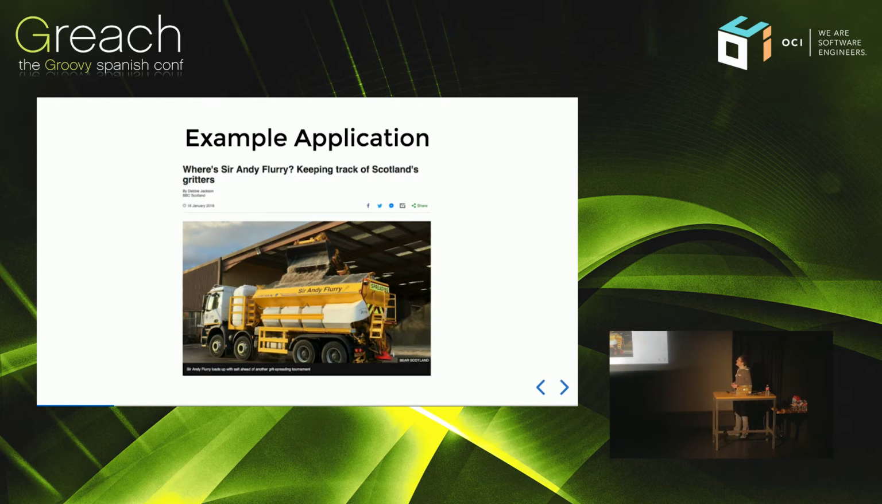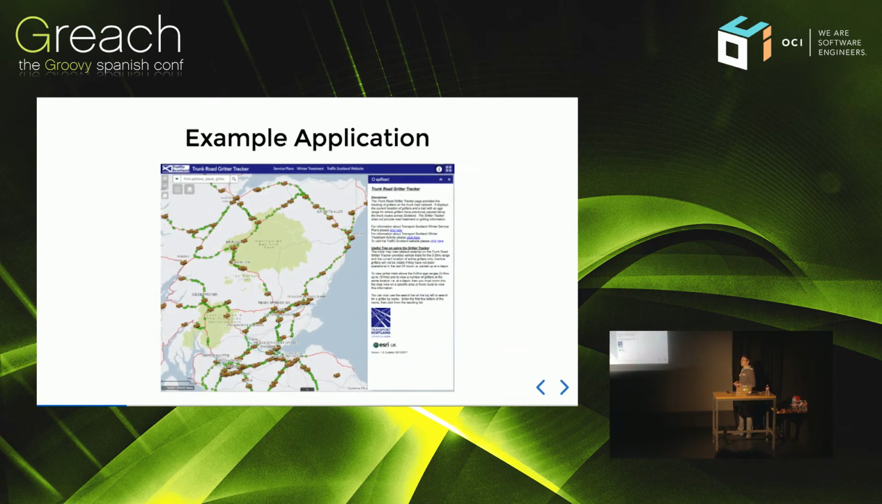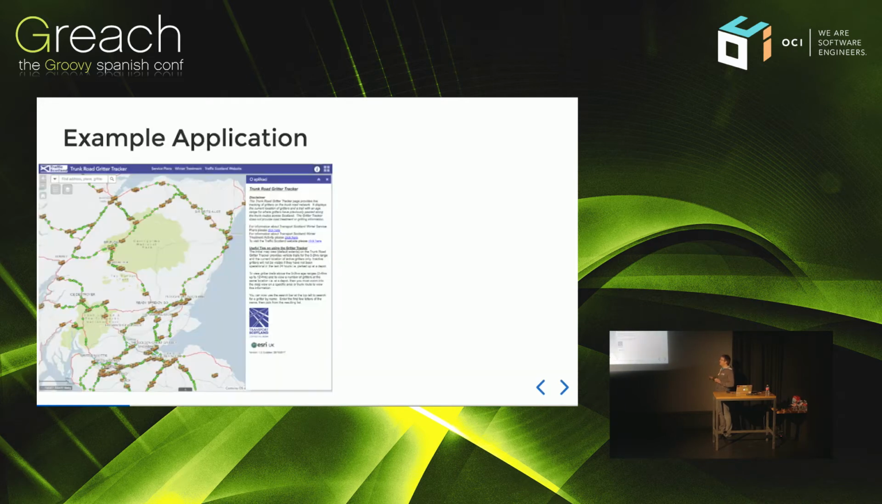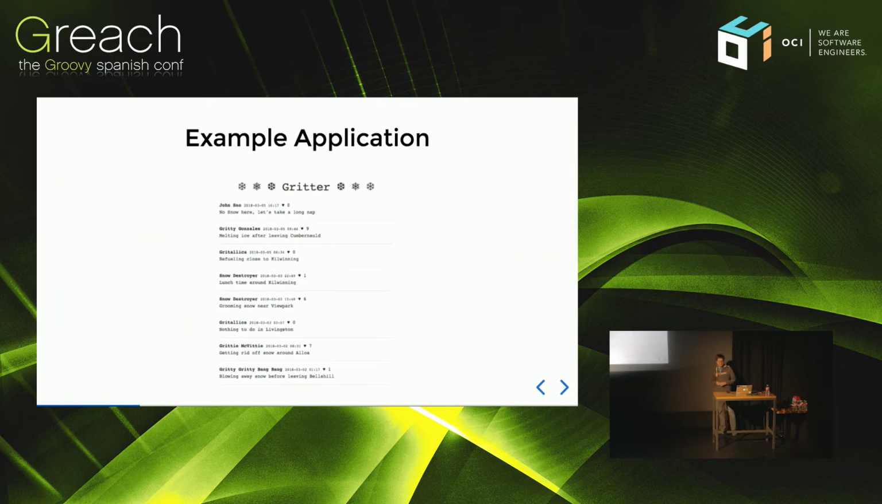So Gritter is this yellow or orange car just throwing grit on the streets when there is snow. And actually, in Scotland, they already went kind of social. In Scotland, you can go to this website and follow your Gritters around the whole of Scotland. Okay, so this is the base of our sample application.